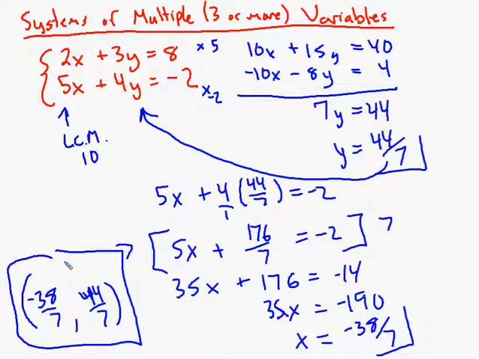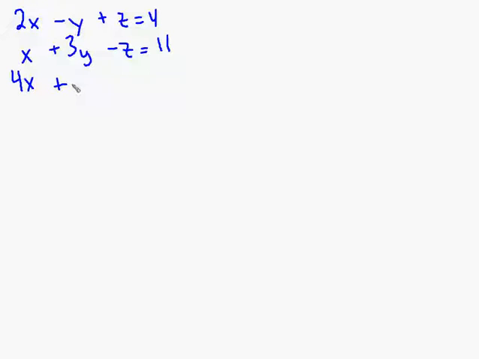All right, now we're going to go to 3 or more variables. So this takes up a lot of space, so leave yourself lots of room. So notice I have a z in the mix. As you write that down, I'll go ahead and talk through the process.